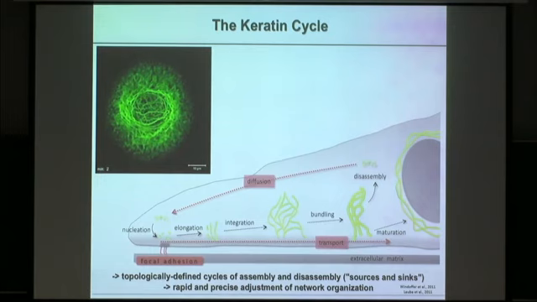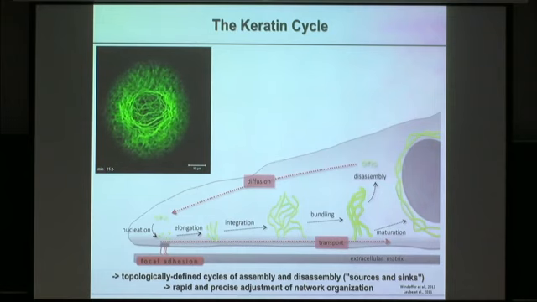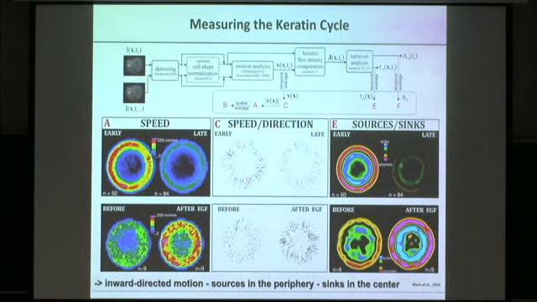And the biological relevance of this cycle is that we believe this continuous ongoing cycle allows the cell to very rapidly, that is without protein biosynthesis, adapt to shape changes and various other changes that occur in cells.